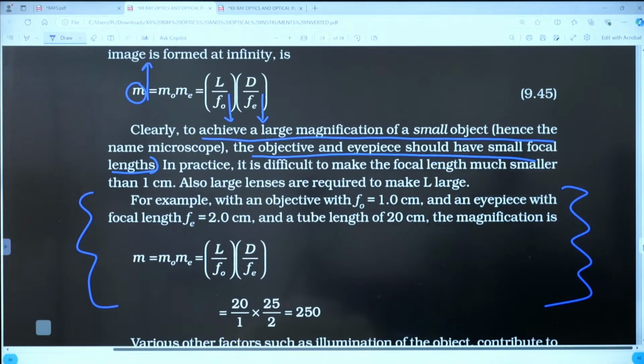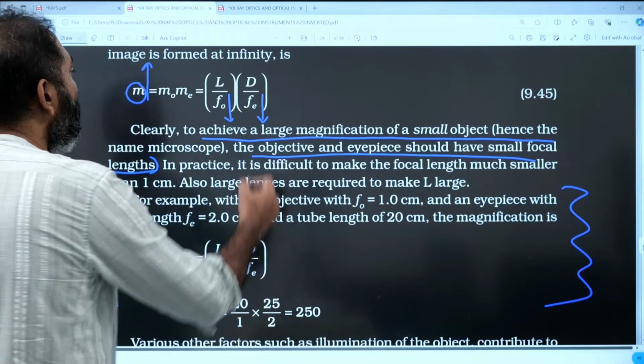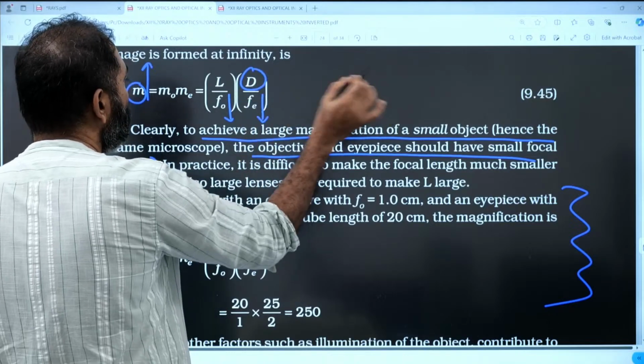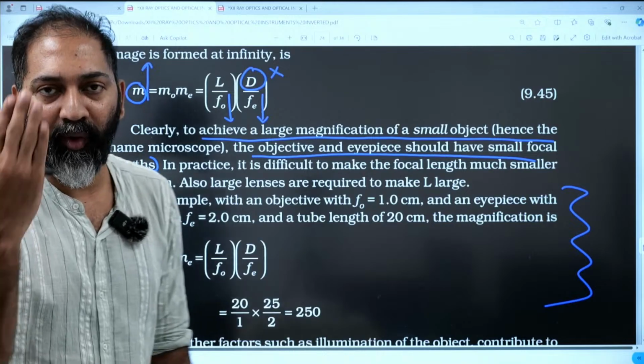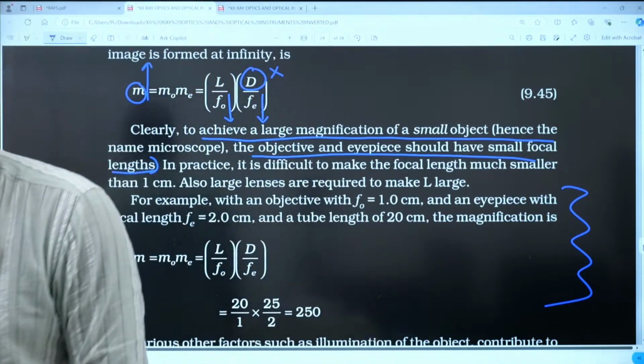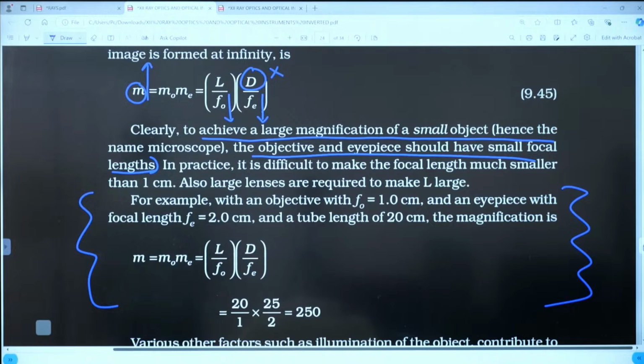So how to get maximum magnification? Focal length of objective and eyepiece should be kept small, then you will get maximum magnification. Some students used to answer in entrance exams, there will be an option: increase least distance of distinct vision. That is wrong. You cannot alter the least distance of distinct vision. Why? Because for normal eyesight, the least distance of distinct vision is 25 centimeter. You cannot alter that. Any doubt?